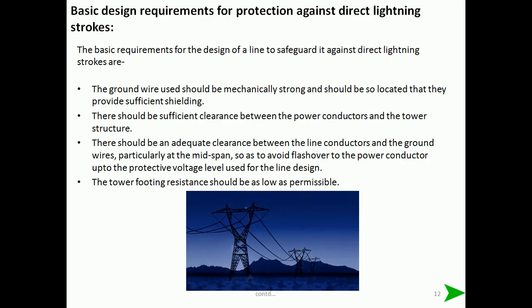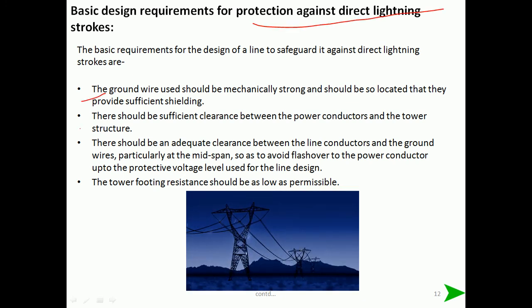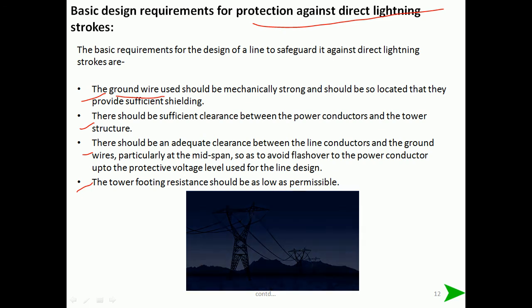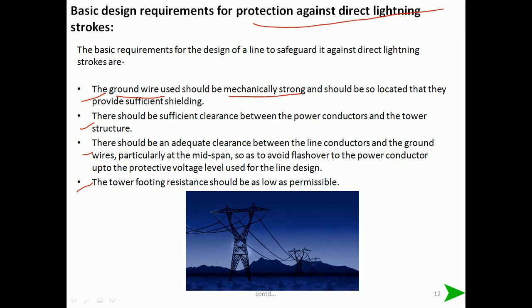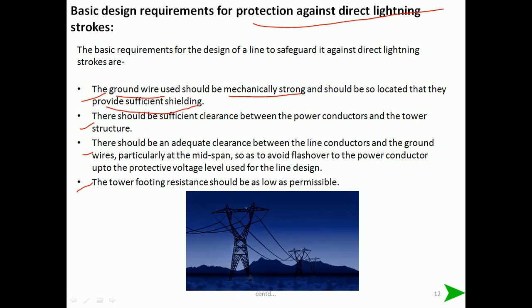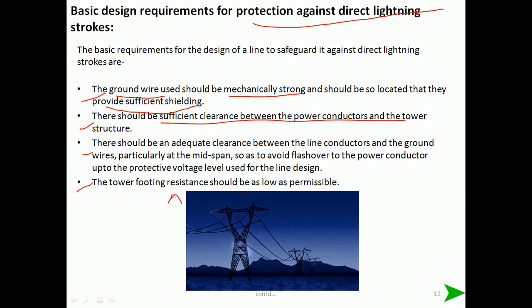Now, what is the basic design requirement for protection against lightning? We have to focus on these 4 points. The first point is the ground wire. It means we have to use a good ground wire that should be mechanically strong as well as provide sufficient shielding. There should be sufficient clearance between the power conductor and the tower. It means the height of the tower and the ground should be properly balanced.